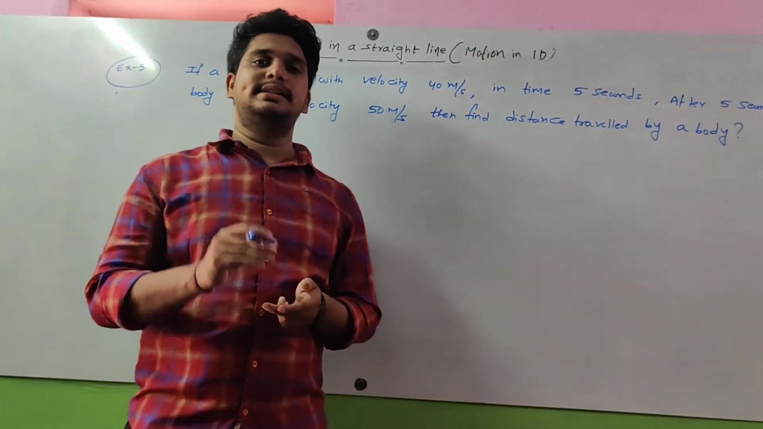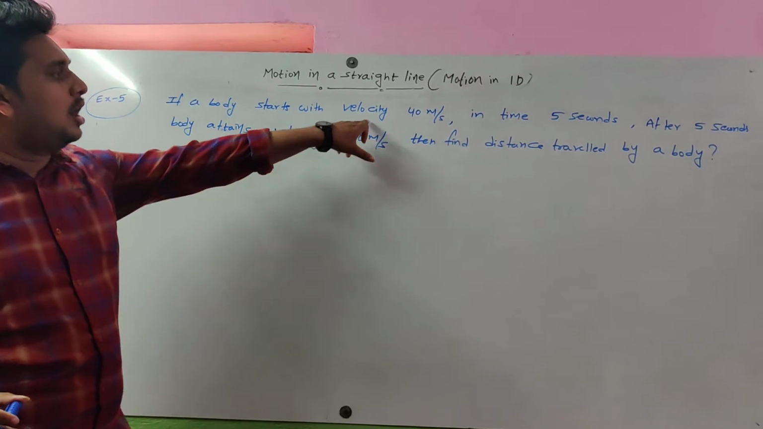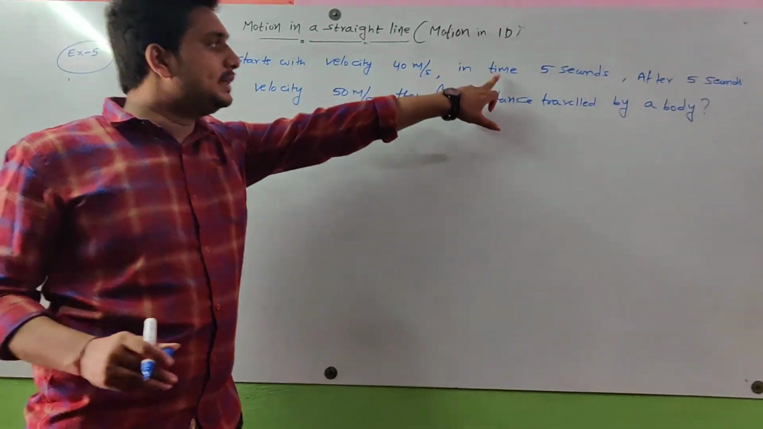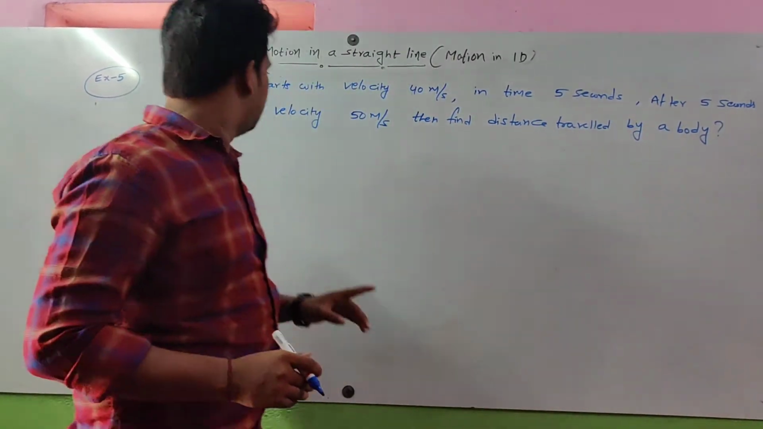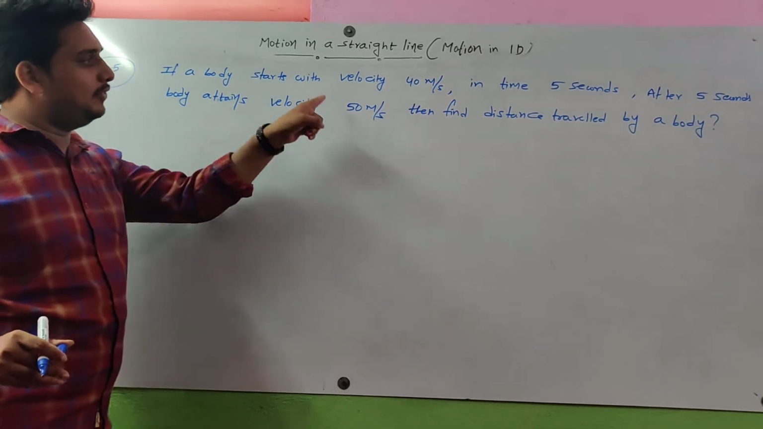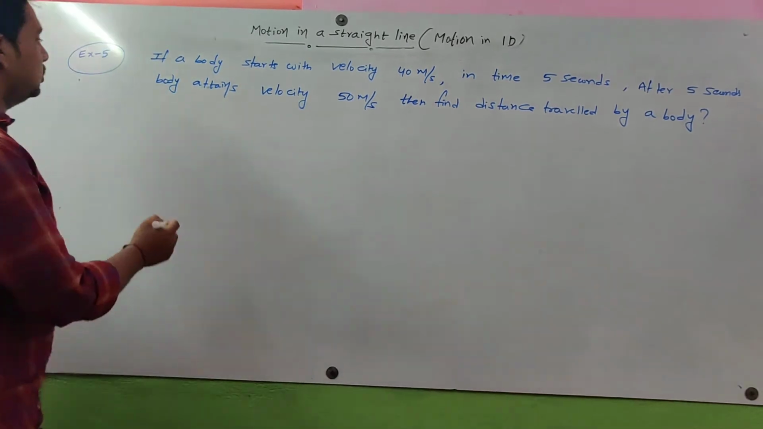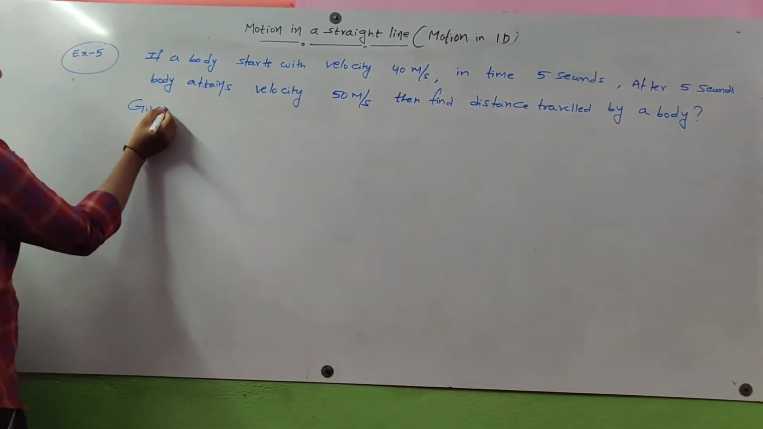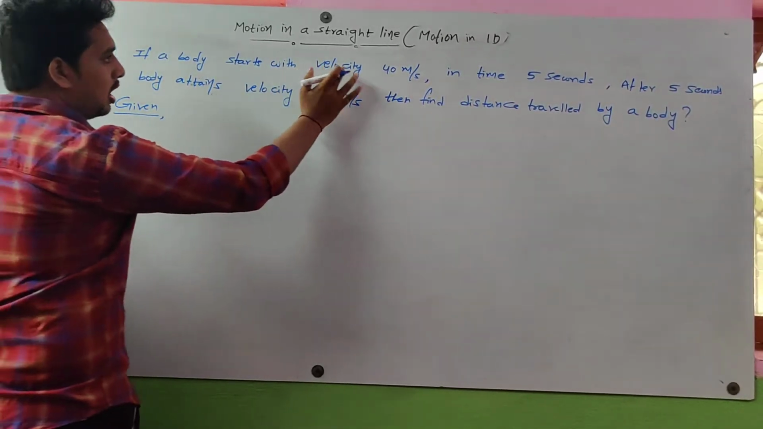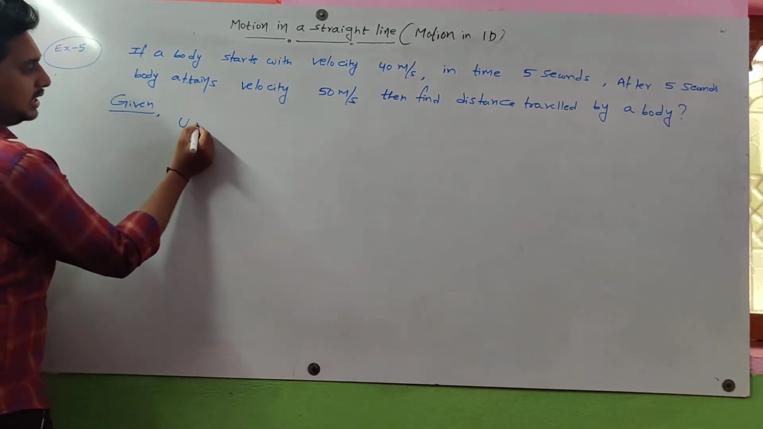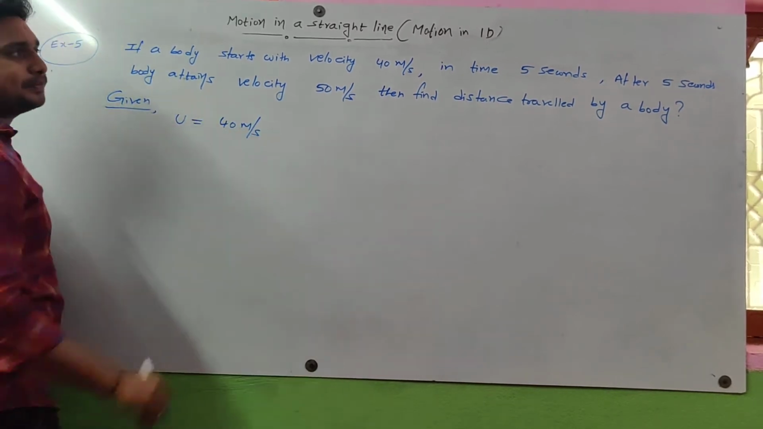Observe friends, what is given in the question here? If a body starts with velocity 40 meter per second, in time 5 seconds, after 5 seconds the body attains velocity 50 meter per second, then find the distance traveled by the body. That is the question. So what is the given data? Body starts with velocity means initial velocity, indicated by u. u is equal to 40 meter per second.